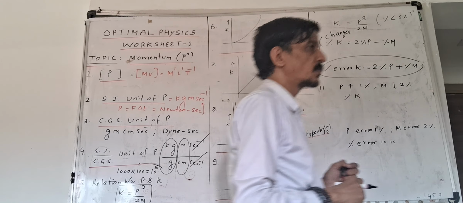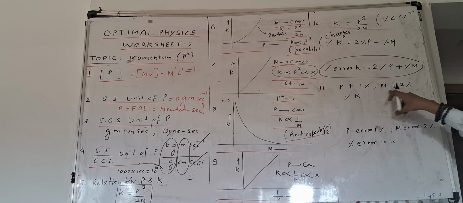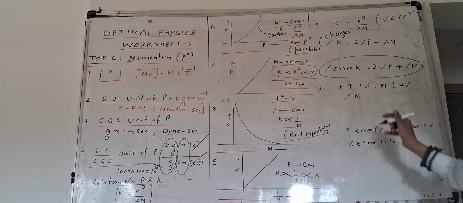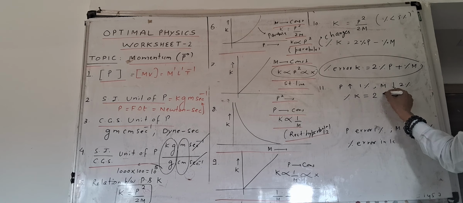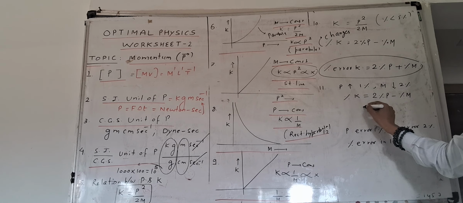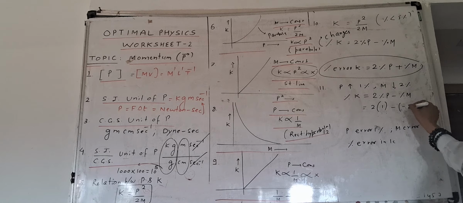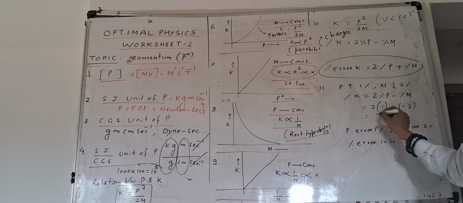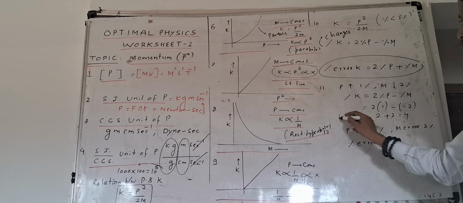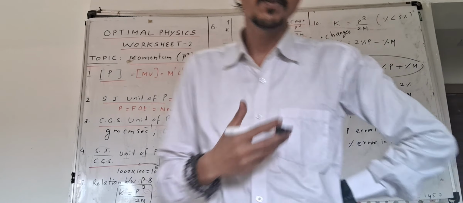For example, let's take a question in elaboration of this. Momentum of a body increases by 1% and mass decreases by 2%. Find the percentage change in kinetic energy. So we use the expression 2% P minus percent. Now momentum increases, so we take that as positive. Mass decreases, we take that as negative. So it comes out to 2 plus 2, which is 4. It is positive, that means kinetic energy will increase by 4%.